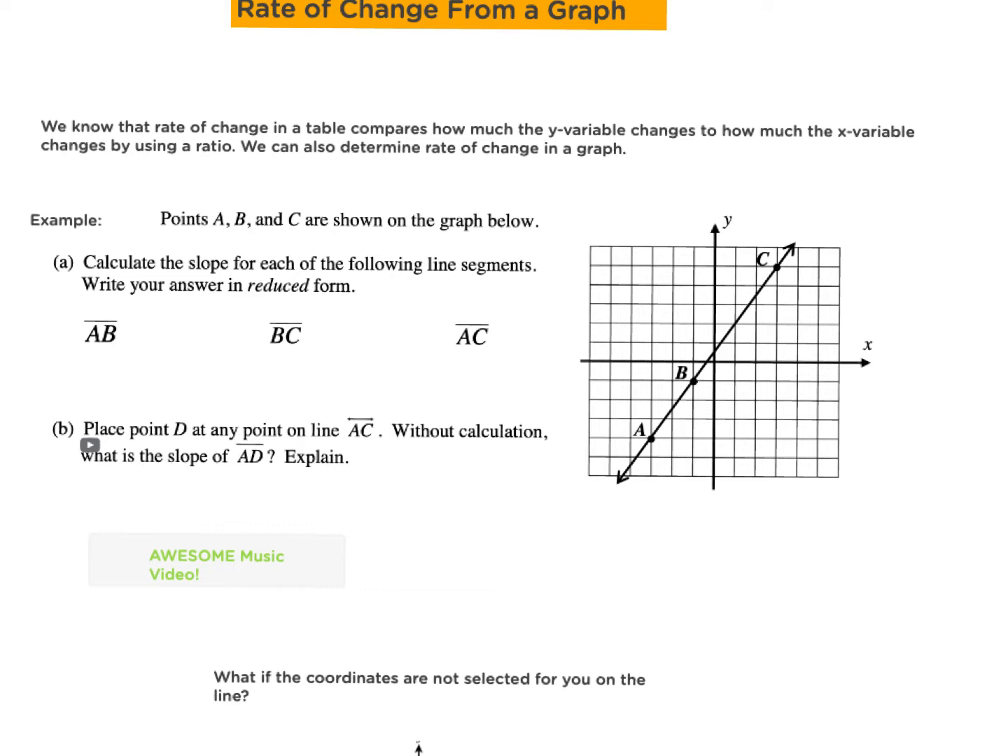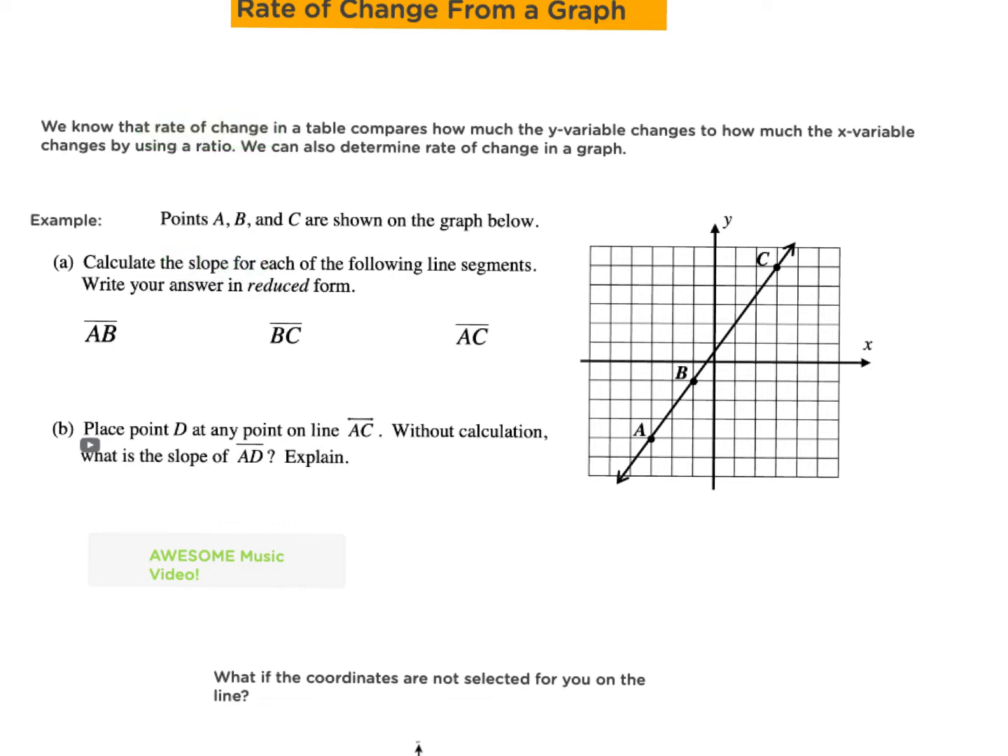So you'll notice that in the directions, it says that we're being asked to calculate the slope. The slope is just another word for the rate of change. Typically you'll use rate of change when you're talking about a table, but we use slope when we're talking about a graph because it relates more to a graph, right? When you think about the slope of a graph, you think about how steep it is. So rate of change is literally just another word for slope.